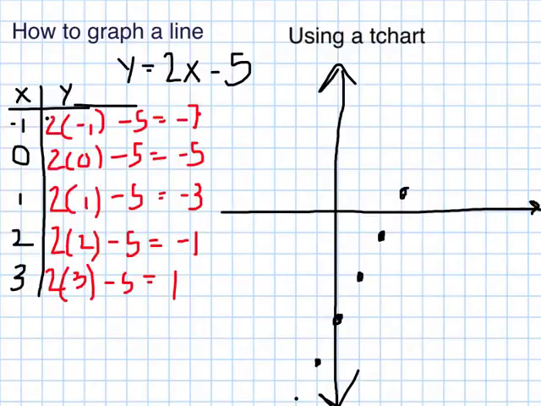Now you can connect all of these points using a straight line. And there's our line. There's our equation of our line, graphed onto the coordinate system.